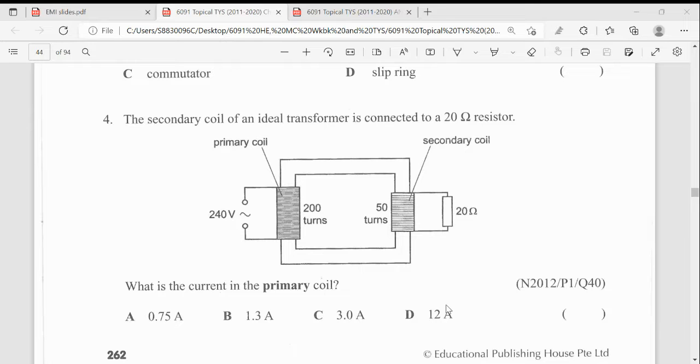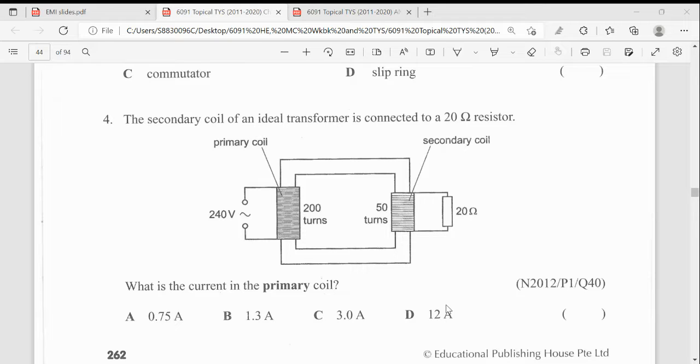Okay, since you have gotten this question wrong, let's try and solve this question together. So the question tells you that I have a secondary coil of an ideal transformer connected to a 20 ohm resistor. So you want to find the current in the primary coil. So the confusing part in this is you're not directly given the variables, so you need to do some manipulation in order to solve the question.